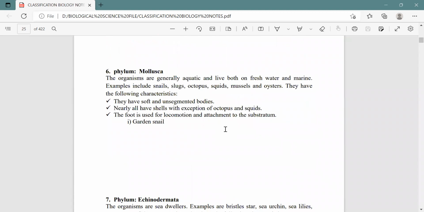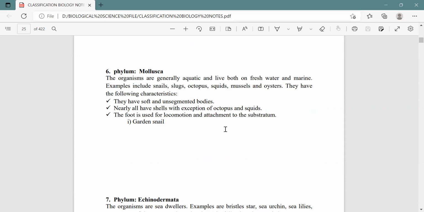Now, I told you in the beginning that the snails, the slugs, the squids, a squid is an invertebrate with a very quick escape response. When something touches it, it can jump away. It has a quick escape response. So the snails, the slugs, octopus, squids belong to phylum Mollusca.